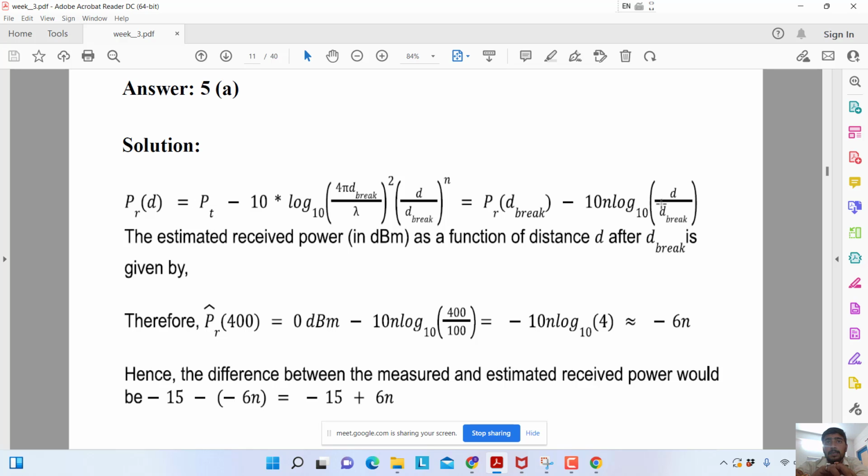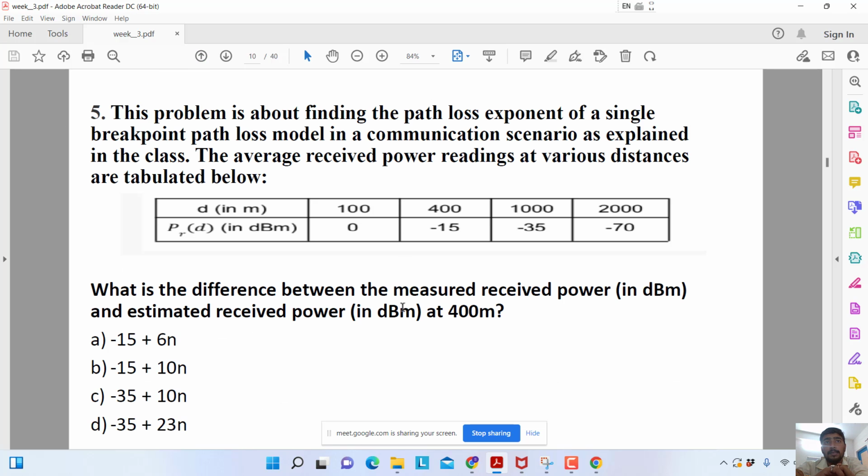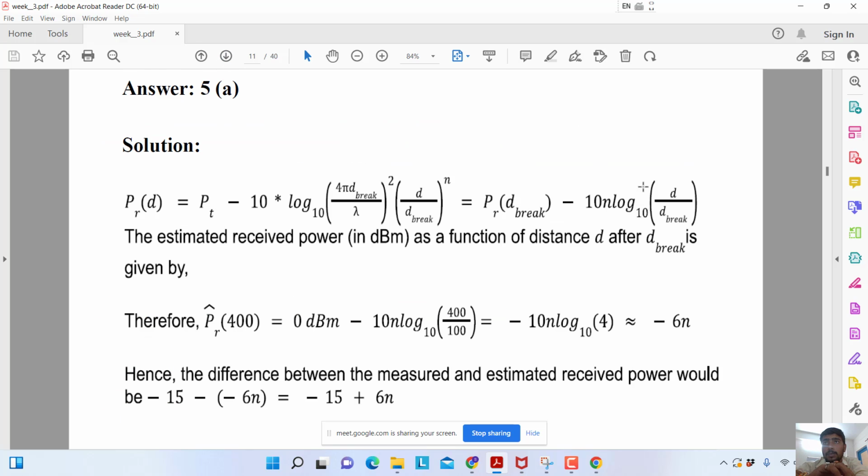So what is the given? D break is 100, and the point at which we have to calculate is D at 400 meters. So D is 400 meter, D break is 100, and PR(d break) is 0 dBm. This question is also solved by the sir in the recorded video. So we have PR at d break as 0 dBm, D is 400, and D break is 100. So we will just put in the values of all three.